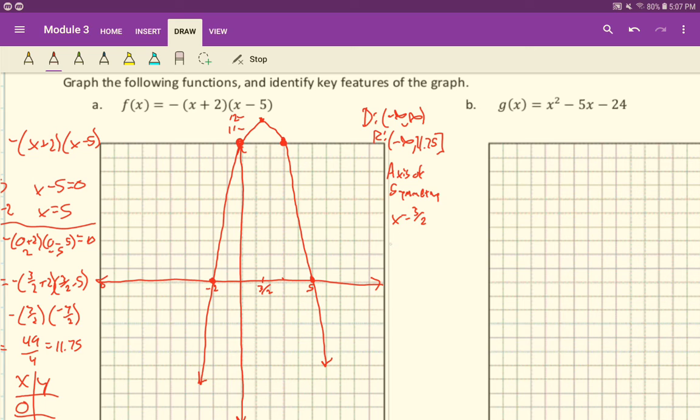Let's see here. The end behavior: as x goes to infinity, f of x goes to negative infinity, right? Because we're going down as you go to the right. And as x goes to negative infinity, f of x goes to negative infinity as well, because again we're going down as you go to the left too.